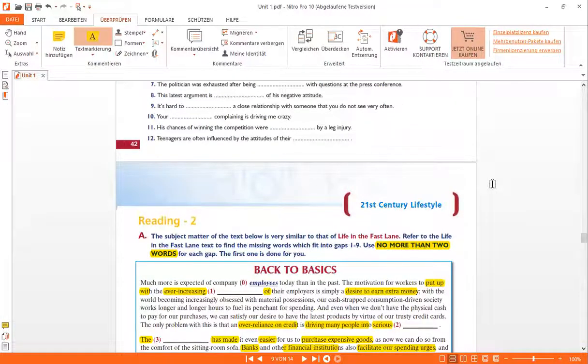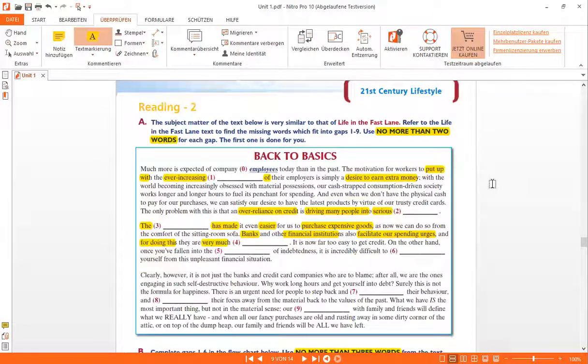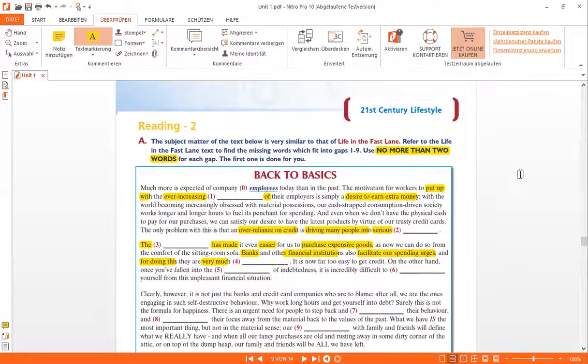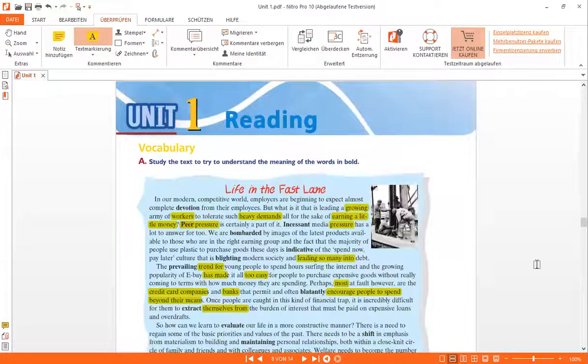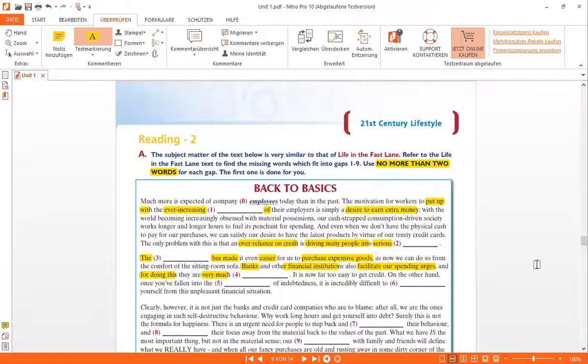This is also a typical IELTS reading exam. Choose no more than 2 words. Choose no more than 3 words to fill the gap from a particular text, and the subject matter is related to life in the fast lane. That is this text, all right? So how do you go about this?